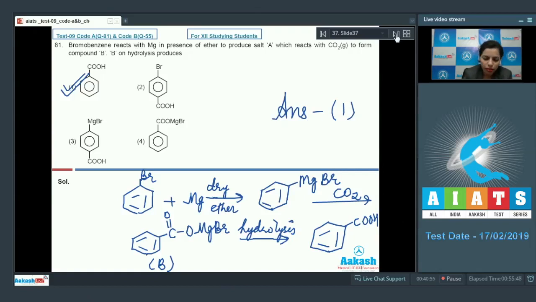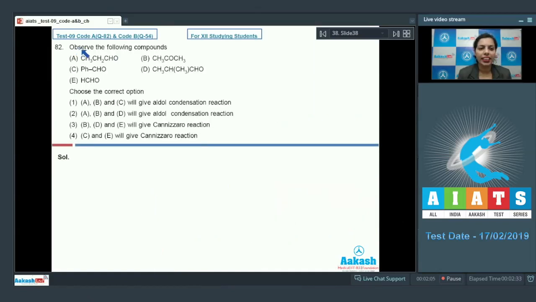Let's take question number 82. Observe the following compounds. We have different compounds given here, and if you look at these compounds, you will identify these are either aldehyde or ketones. We need to just check whether these given options are correct or not. First option, A, B, C will give aldol condensation reaction. A, B and D will give aldol condensation reaction. This is the second option. Further, B, D and E will give Cannizzaro reaction, and in the fourth option it's given C and E will give Cannizzaro reaction.